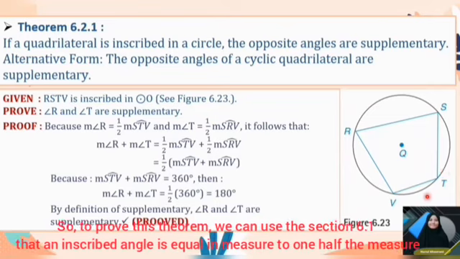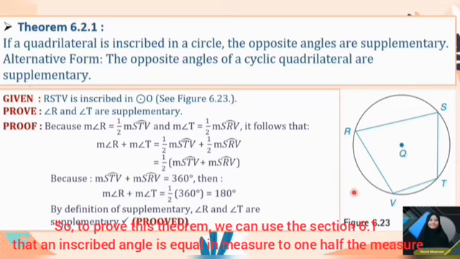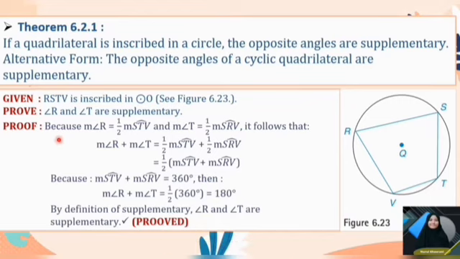To prove this theorem, we can use Section 6.1, that an inscribed angle is equal in measure to 1/2 the measure of its intercepted arc, because the measure of angle R equals 1/2 the measure of arc STV, and the measure of angle T equals 1/2 the measure of arc SRT. It follows that the measure of angle R plus the measure of angle T equals 1/2 the measure of arc STV plus 1/2 the measure of arc SRV.